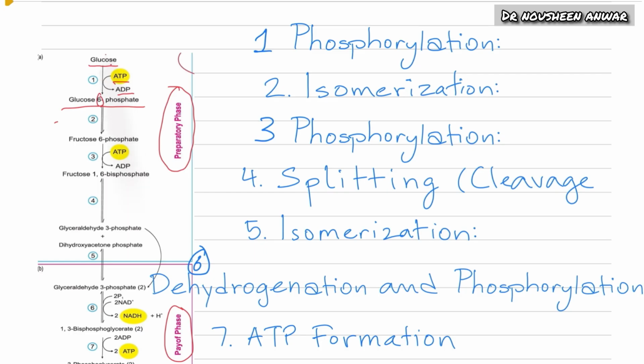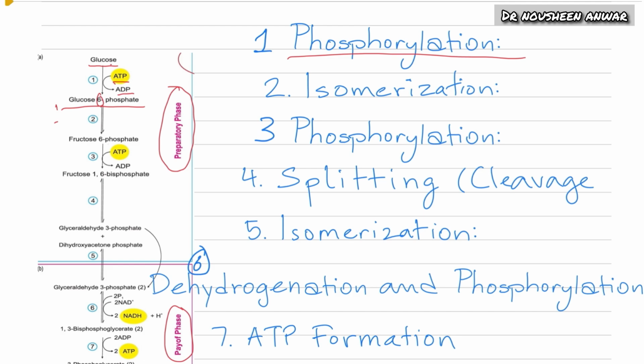This is called phosphorylation. Why is this called phosphorylation? This is the first step in glycolysis. Because a phosphate is attached, that's why it's called phosphorylation. The next point is that this is an irreversible step. When glucose 6-phosphate is made, it will not go back to form glucose again. This is the irreversible step, right?